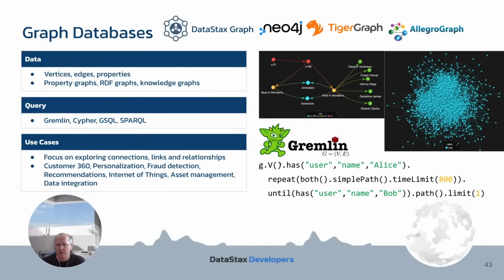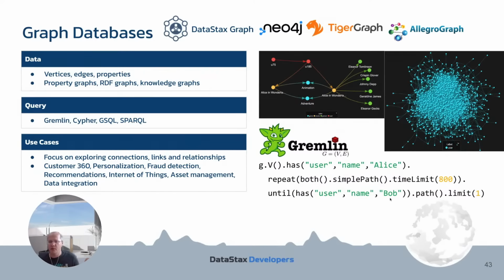What it does, it retrieves the vertex for the user with name Alice, and it's going to traverse edges in any direction for 800 milliseconds at most, in the hope to find a user with name Bob. Okay, so that's kind of a simple way to explain.